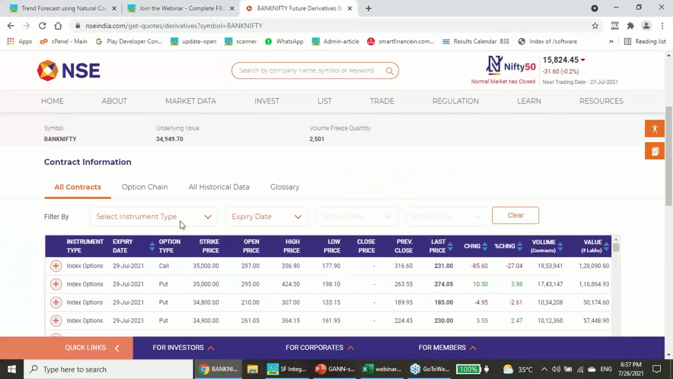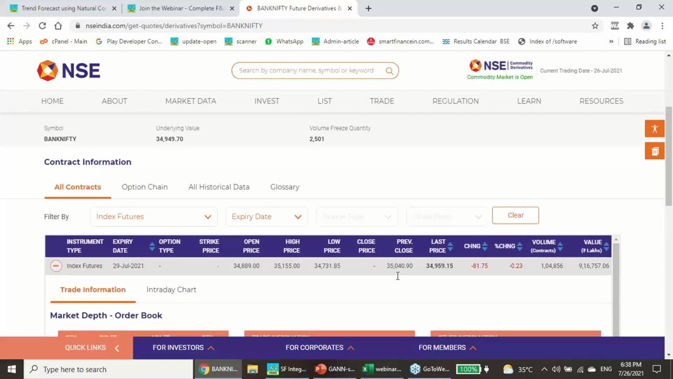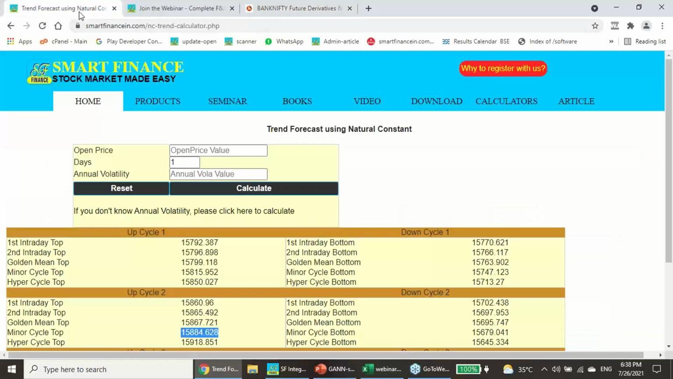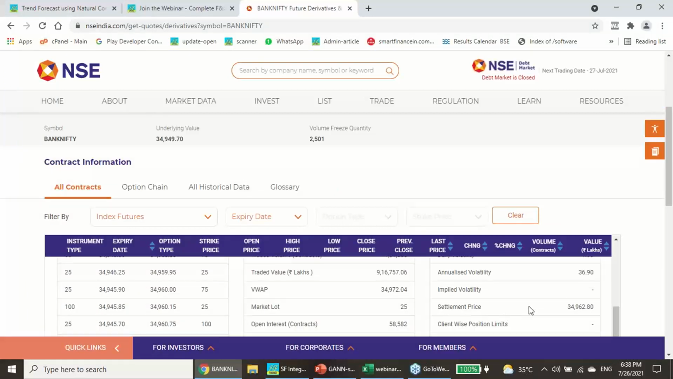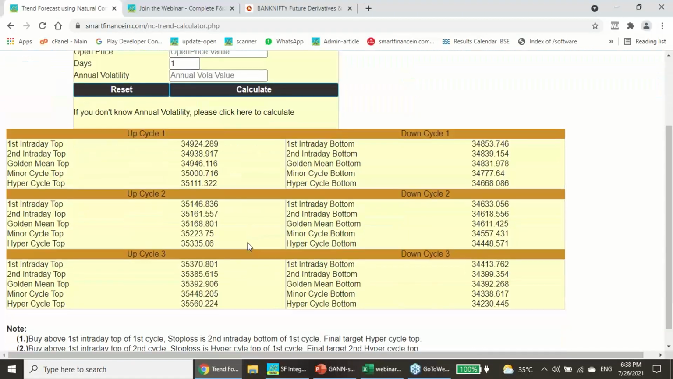Now we are going to test for Bank Nifty, and here too, as I said, it requires only 3 inputs, starting with the opening price. Here it is 34,889. I'm going to do it for intraday. The annual volatility figure I am taking from the NSE side is 36.90. In fact, it is not the true annual volatility. I'm going to calculate these levels. So these are the levels I have calculated using the natural constant.